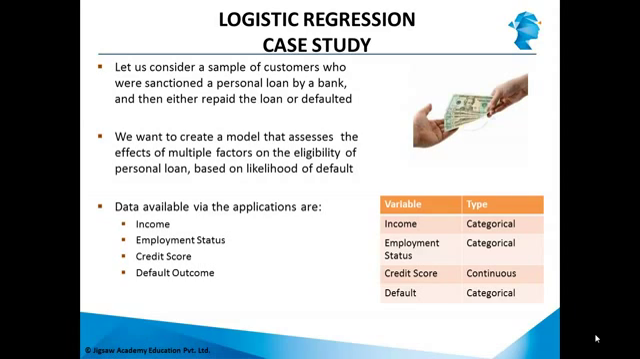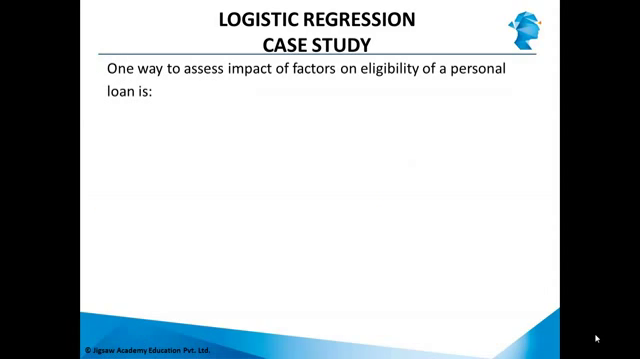Employment status is also a categorical variable, unemployed or employed. The credit score is a continuous variable in the sense that the score can be anywhere between 400 to 900, so it's a continuous variable. The default variable obviously is categorical because either the customer has defaulted or they have not defaulted, so it's a 0-1 variable.